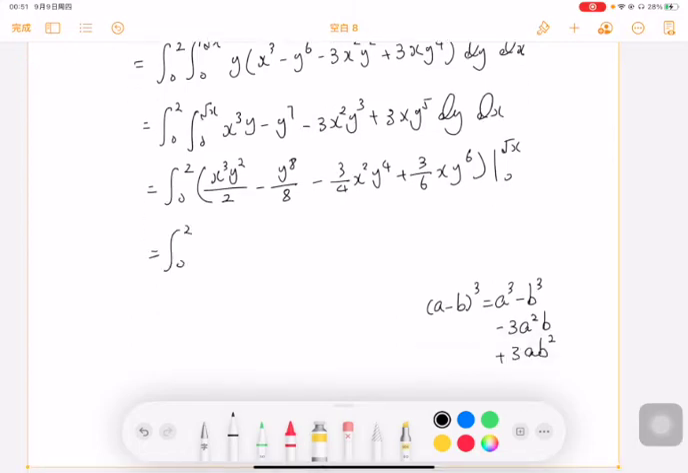Of course, when you plug in 0, you get 0, so let's just ignore that and plug in square root of x instead. The first term becomes x cubed times x over 2. The square root of x to the 8th is once again x to the 4th, divided by 8. Then minus 3 over 4 times x squared, and the square root of x to the 4th is x squared, so you get 3 over 4 times x to the 4th. And then plus 3 over 6, which is 1 over 2, and once again you get x to the 4th.